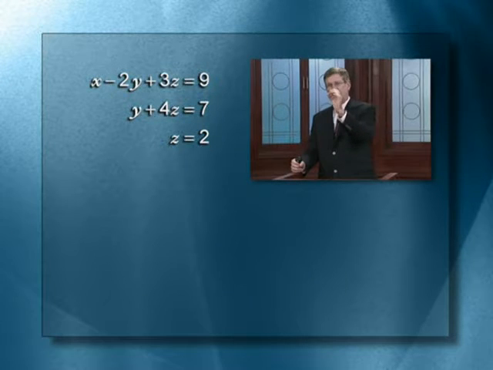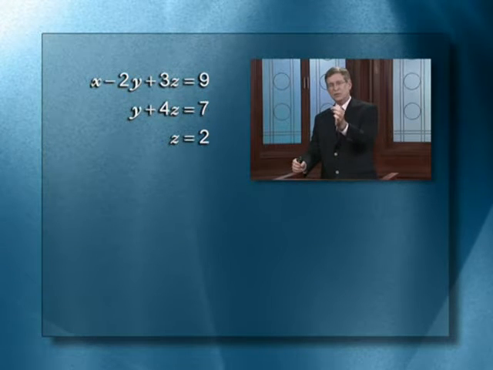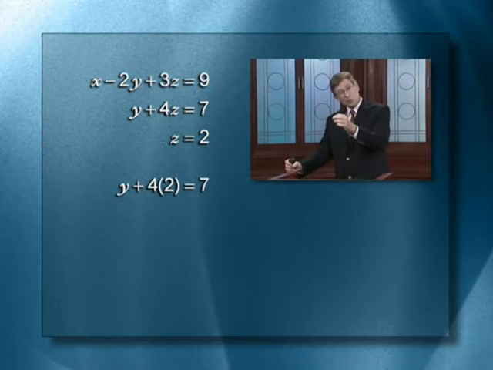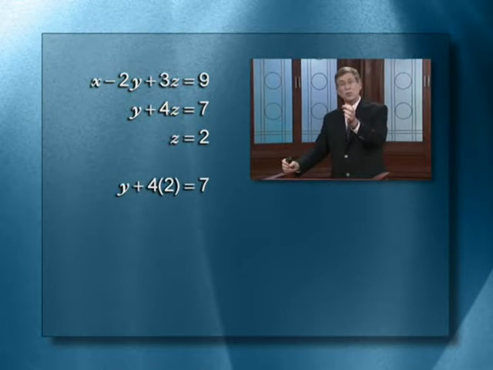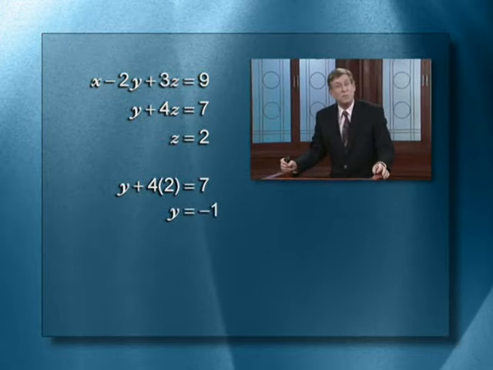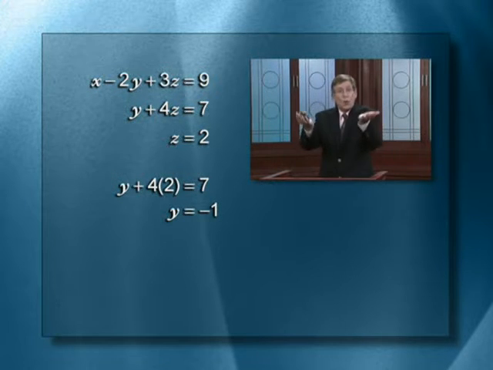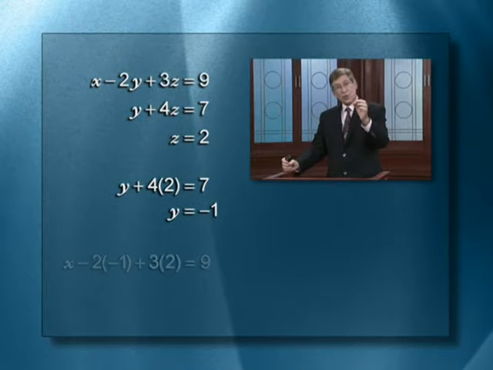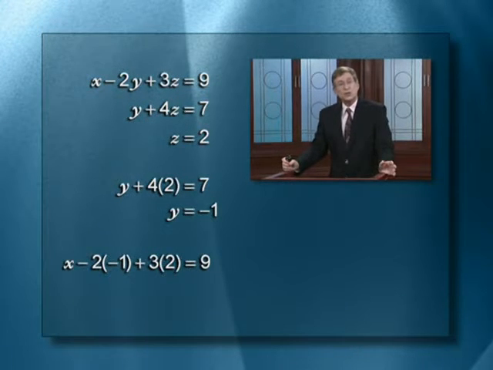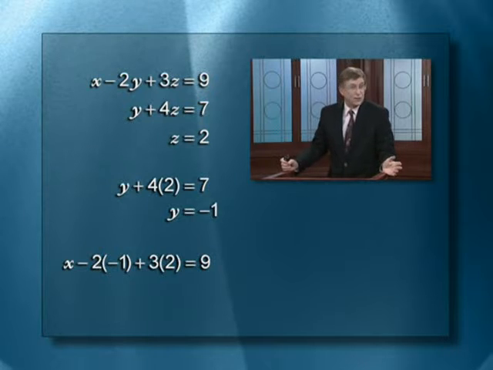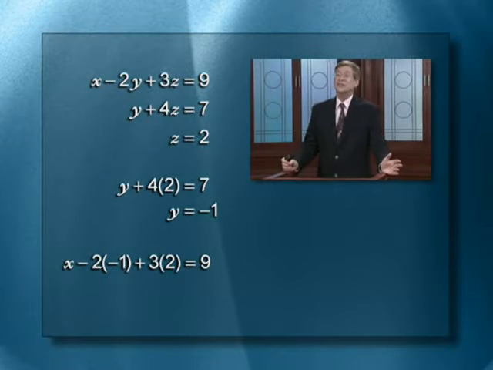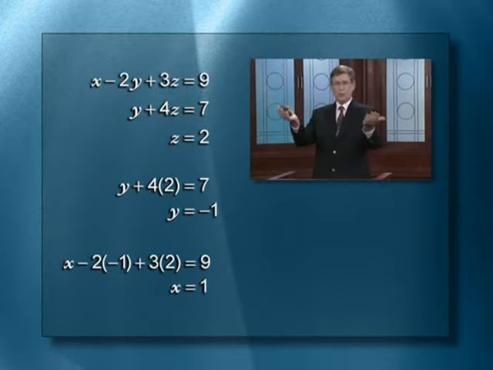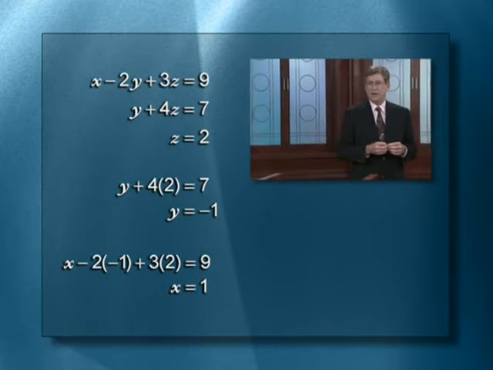Meaning, starting with the bottom equation, z equals 2, you can determine y. Y plus 4 times 2, because z is 2, equals 7, so that makes y equal to minus 1. And now go up to the top, and you have the x variable determined by the equation x minus 2 times the y value, minus 1, plus 3 times the z value, 2. That's supposed to be equal to 9. Do the arithmetic, you get x to be 1.